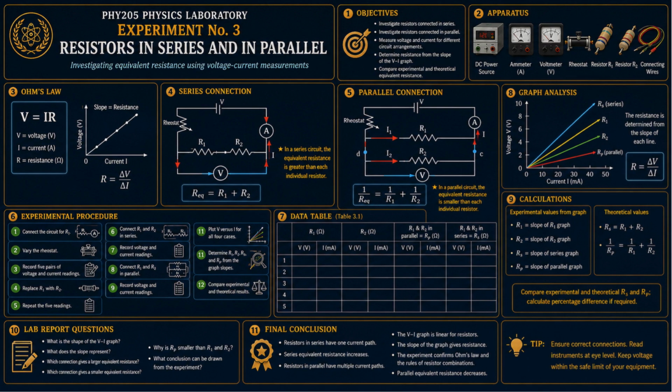2. Apparatus. DC power source. Ammeter, A. Voltmeter, V. Rheostat. Resistor R1. Resistor R2. Connecting wires.